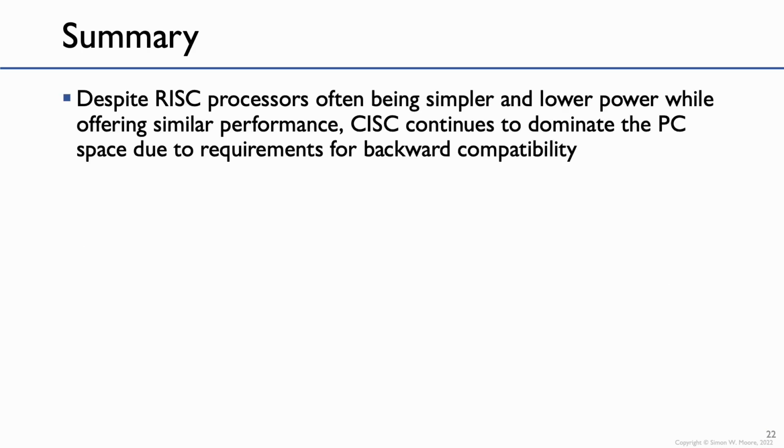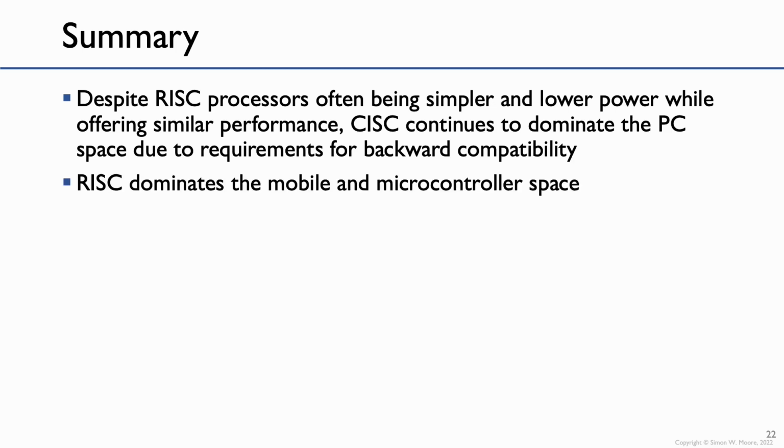That brings us to the end of this lecture, so let's summarise some key points. Despite RISC processors often being simpler and lower power while offering similar performance, CISC machines, x86 machines from Intel and AMD, continue to dominate the PC space due to requirements for backwards compatibility. I wait to see how this progresses in the next few years. In particular, it looks like Apple is going to start using ARM RISC-based cores even in their desktop machines, and they already use them of course in things like the iPad and the iPhone.